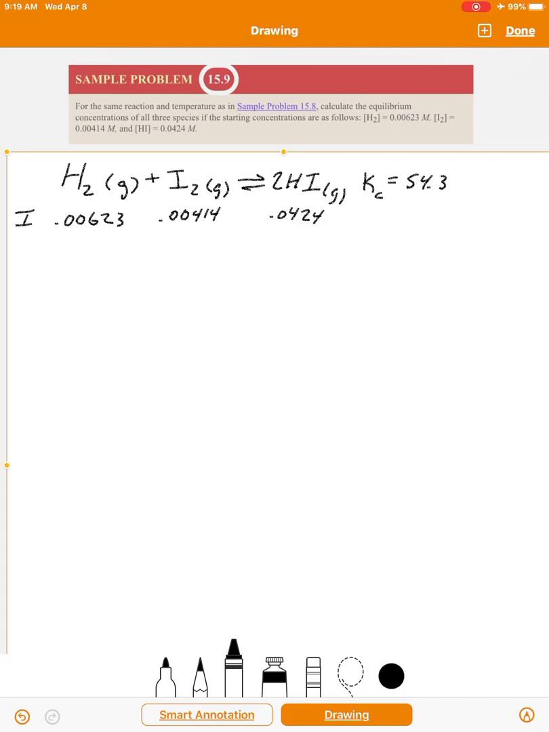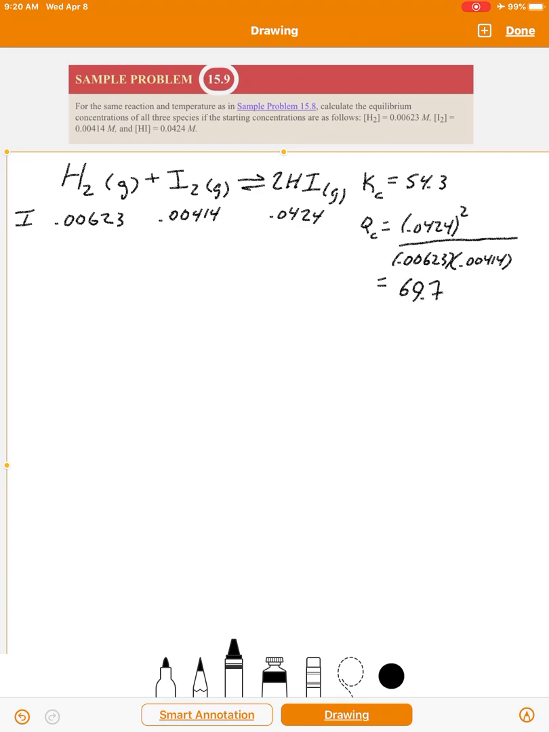Okay, so we need to figure out whether we're at equilibrium, so we calculate Q sub C. So that would be the concentration of HI squared, so that would be 0.0424 squared, divided by the concentration of H2, which is 0.00623, divided by the concentration of I2, which is 0.00414. If you plug those in, 69.7 is what I get.